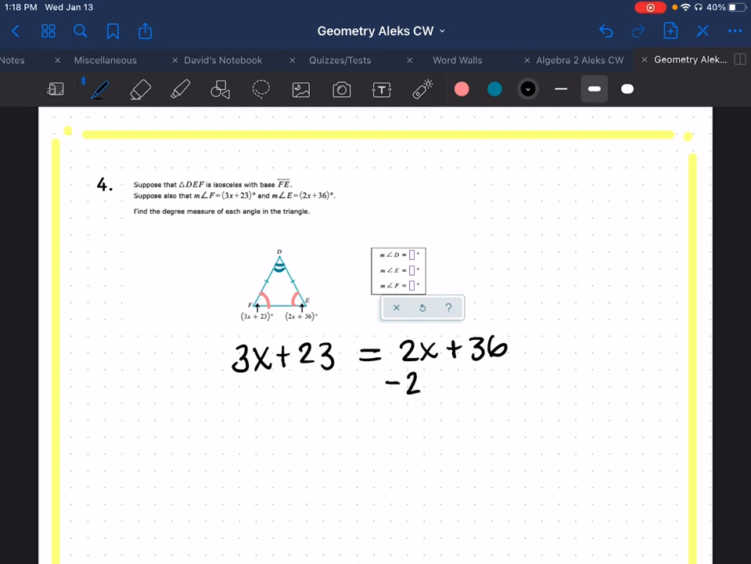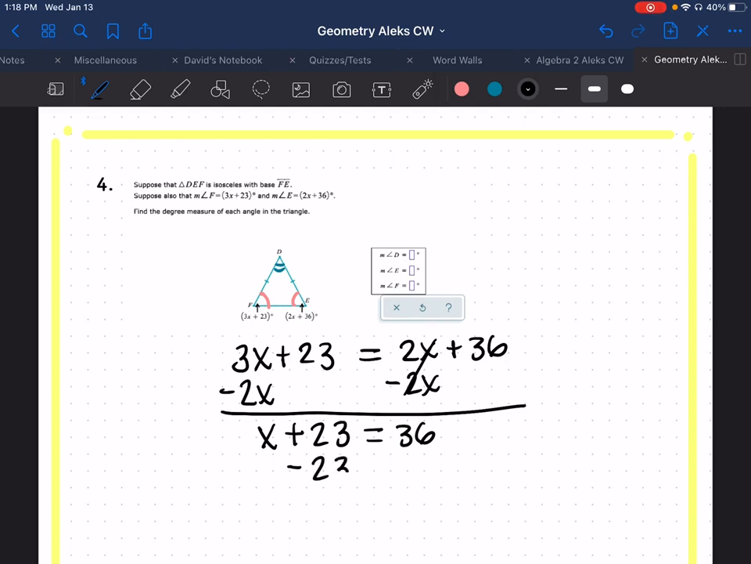So I'm going to subtract my 2x because I always like to move the smaller one first. That would give me just x, which remember can be considered as invisible, minus 23, minus 23, and 36 minus 23 is 13. I have to go back and plug it in.